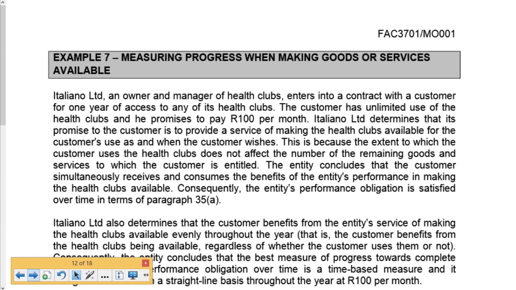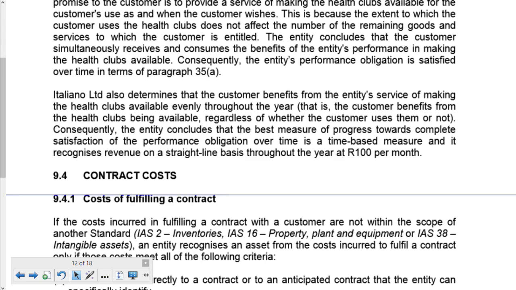Italiano determines that its promise to the customer is to provide a service of making health clubs available for the customer's use. This is because the extent to which the customer uses the clubs does not affect the remaining number of goods and services to which they're entitled. The entity concludes that the customer receives and consumes the benefits, so the entity's performance obligation is satisfied over time. Yeah, right. I suppose that's a fairly obvious one. Throughout the year. Yeah, so they recognize it over time, so they would recognize 100 Rand a month.